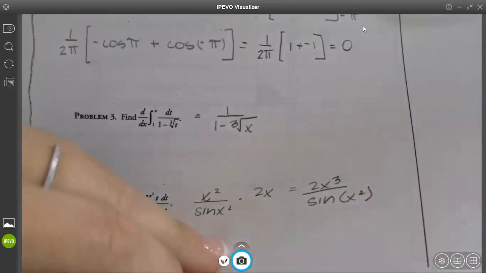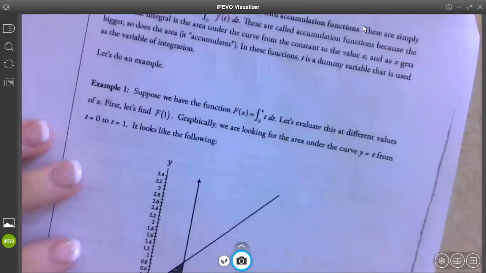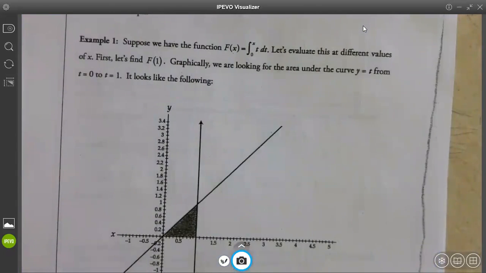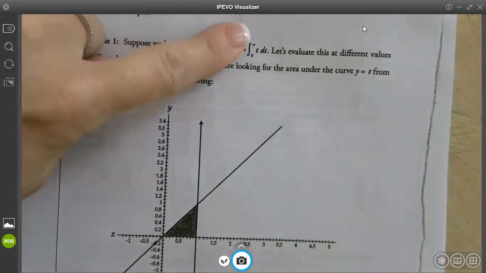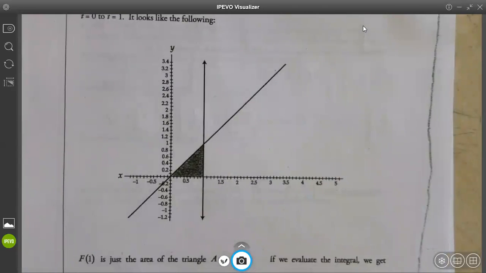Accumulation functions. It says, suppose we have the function f of x equals the integral from 0 to x of t dt. Let's evaluate this at different values of x. First, let's find f of 1. Graphically, we are looking at the area under the curve from 0 to 1, so it looks like this.